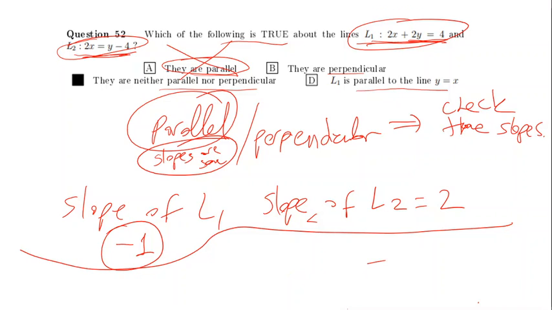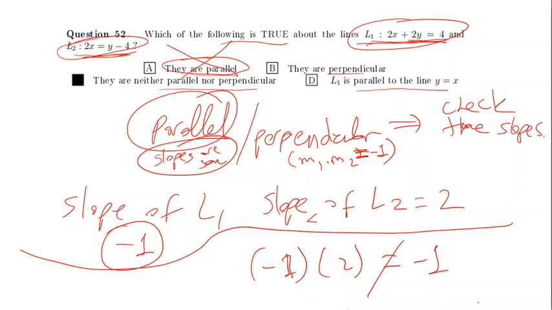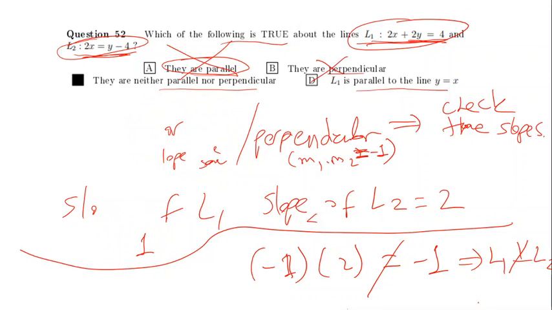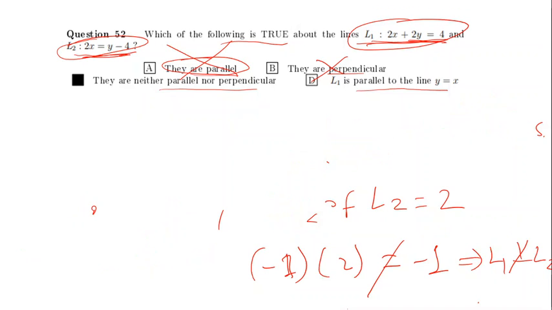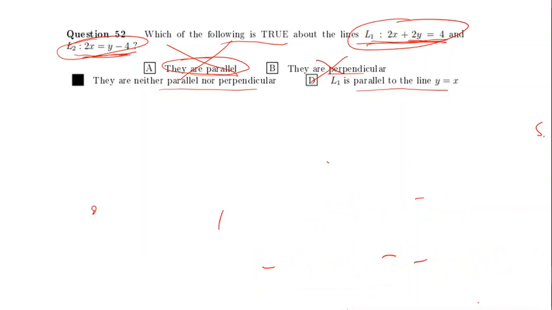So for the perpendicularity, you check if the product of the slopes is equal to minus 1. So it means minus 1 times 2, is it equal to minus 1? No, it's not. So L1 is not perpendicular to L2. So then we have this one. So it's automatically, without checking the other one, we have a true statement here. The statement is C. They're neither parallel nor perpendicular.